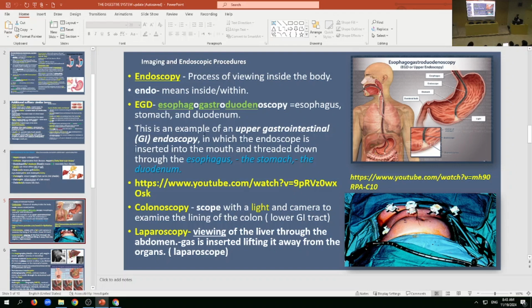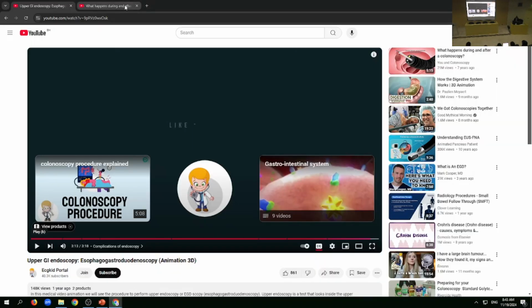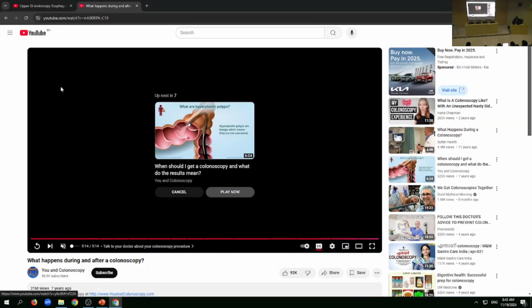The colonoscopy, okay, that's with the scope and the light and the camera, and is to examine the lining of the colon. And a laparoscopy, which is a viewing of the liver through the abdomen. So here's an example. Gas is pushed into the stomach and it lifts away from the organs so you can have a better view. So we're going to watch another one on what is the colonoscopy.